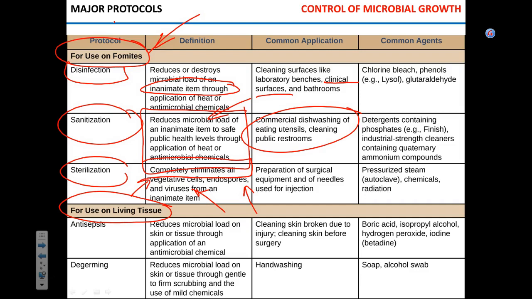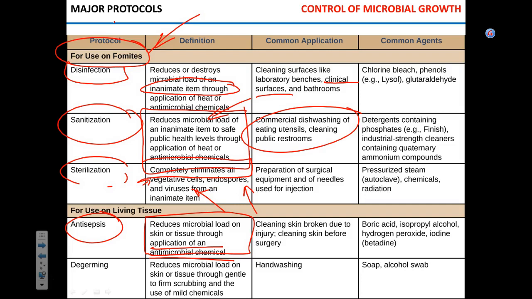Of course, we cannot use extremely aggressive protocols to control microbial growth on the living tissue. So two main protocols that are used on patients are antisepsis, which reduces the microbial load, and that's important, through the application of chemicals. That would include hand sanitizer, betadine, wiping the surface with hydrogen peroxide. In all these cases, whether it's betadine or alcohol or hydrogen peroxide, they kill microbes because these chemicals are toxic to microbes. They're poisonous for them. Does that make sense?